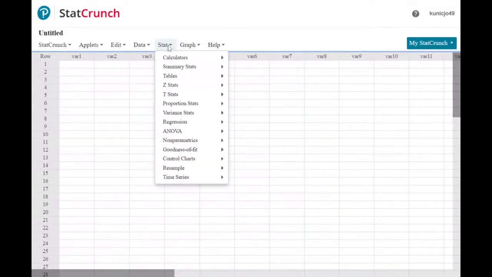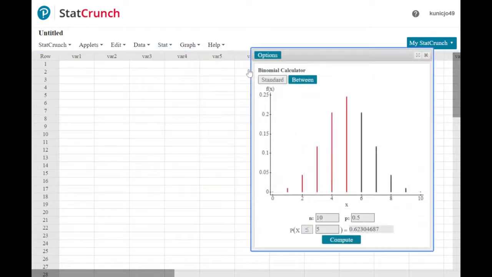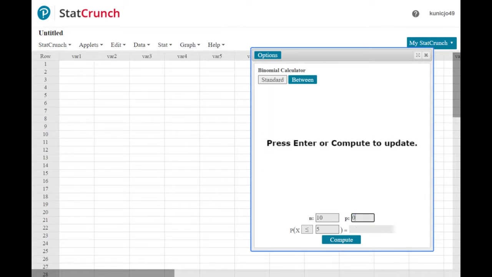So now I go to Stat, Calculator, Binomial. You see that progression? Yes. I hit Binomial, and I just leave it standard, and I want to change n. N is 10. I can leave n as 10. The probability of a success was 0.19, so 0.19.